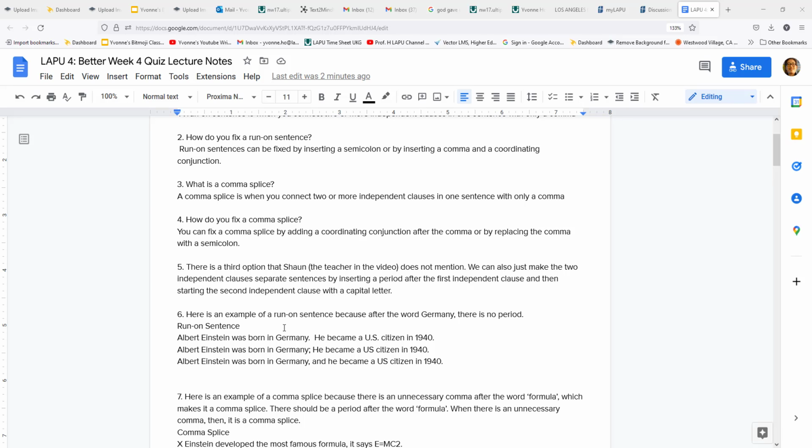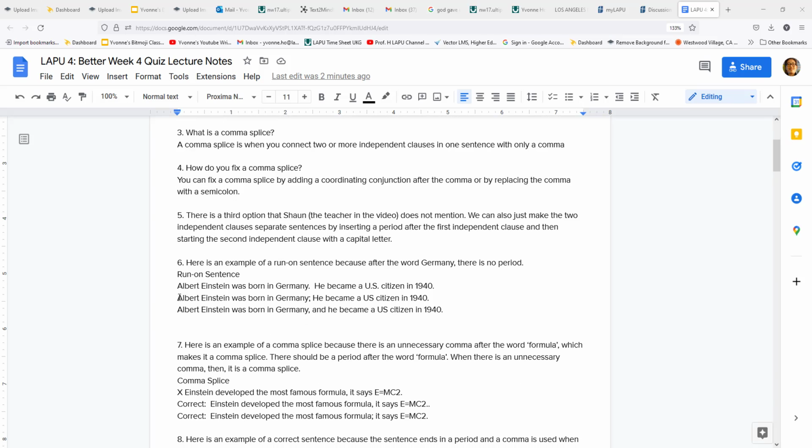Here is an example of a run-on sentence. Albert Einstein was born in Germany, and then it has a comma, all right? And so he became a citizen in 1940. So that's a run-on sentence. And so you'll correct it by putting a period, a semicolon, or a comma and a coordinating conjunction.